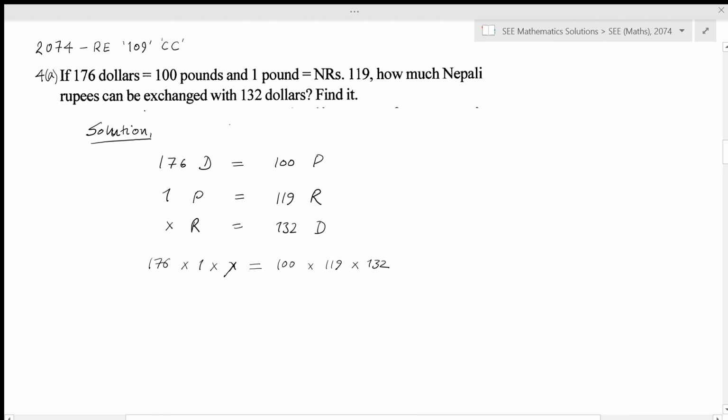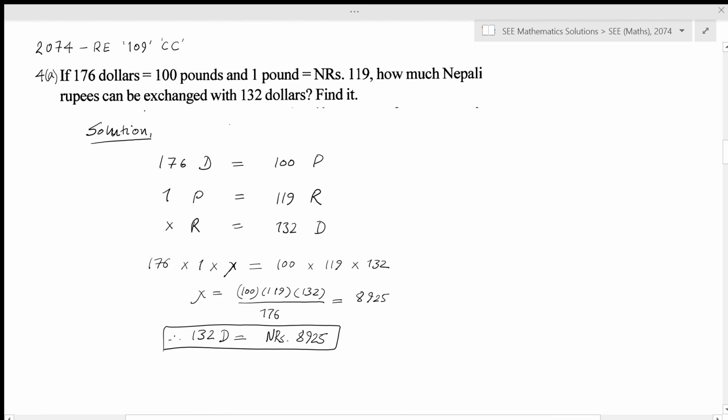So the value of x will be 100 times 119 times 132 divided by 176. If you use the calculator, it will be 8925. Therefore $132, or D, sorry, I have written D, is equal to NRS 8925. This is our answer. Alright, got it? Great, good luck.